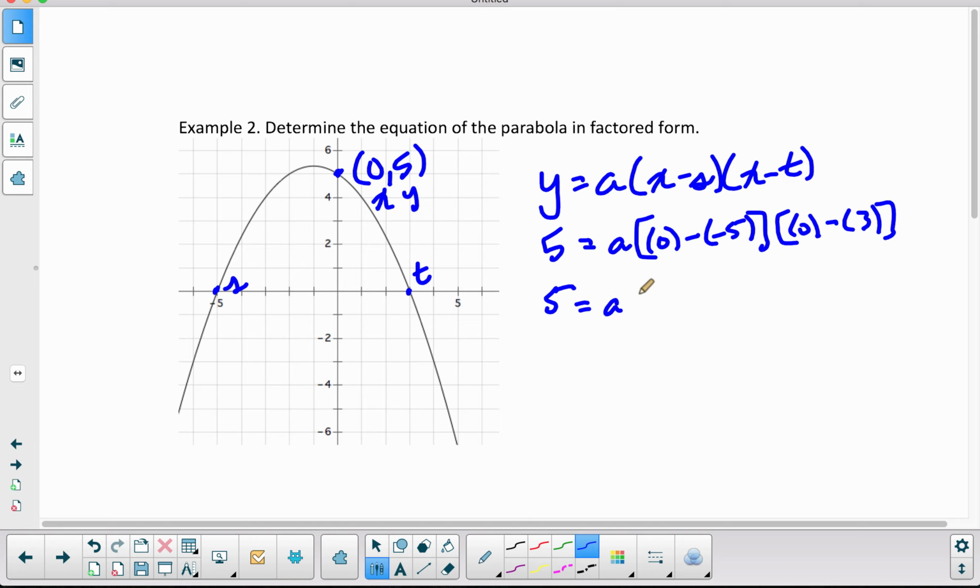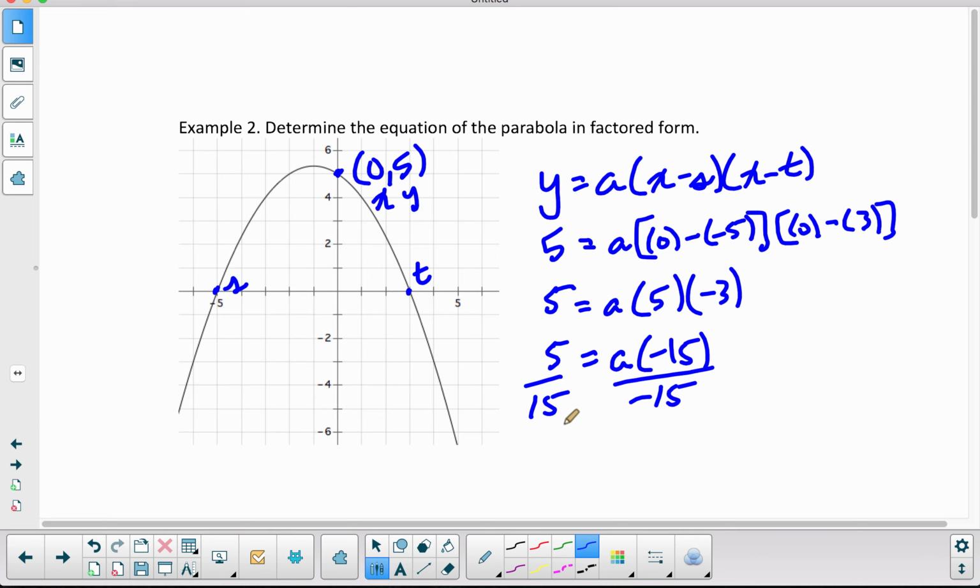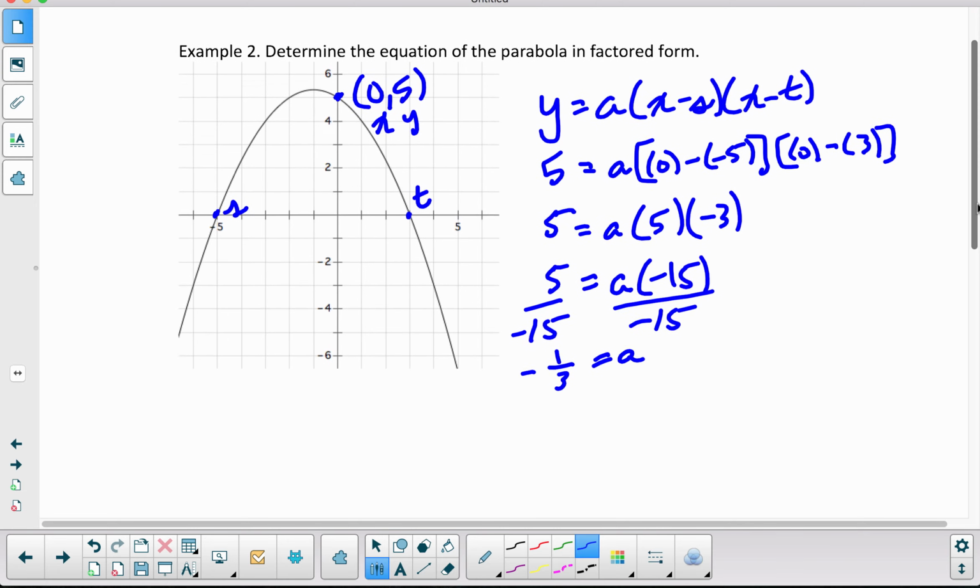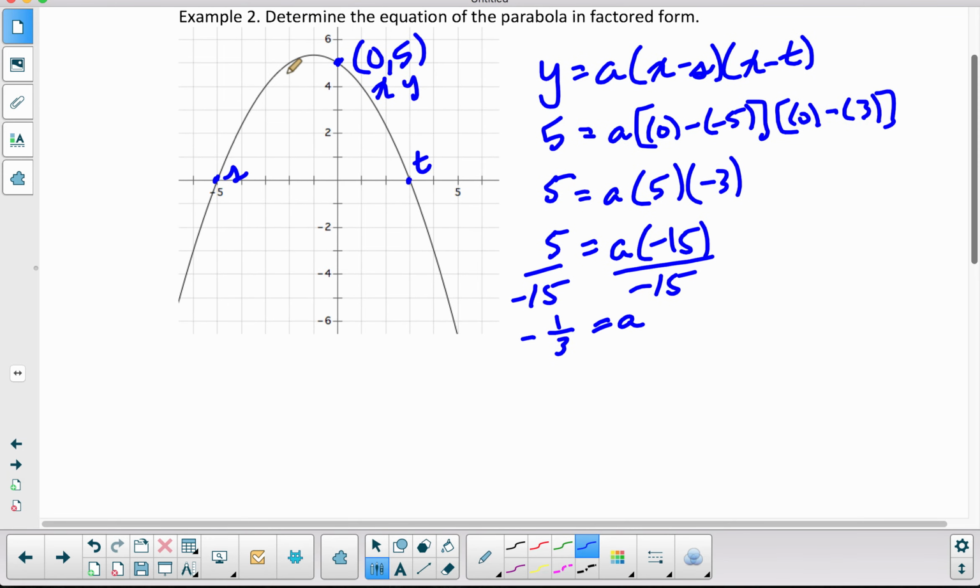Simplify inside the brackets. 0 minus -5 is like 0 plus 5, which is 5. 0 minus 3 is -3. 5 times -3 is -15. Divide both sides by -15. Whoops, and a is negative 1/3. And it makes sense that a is negative because in this case the parabola is opening downward.